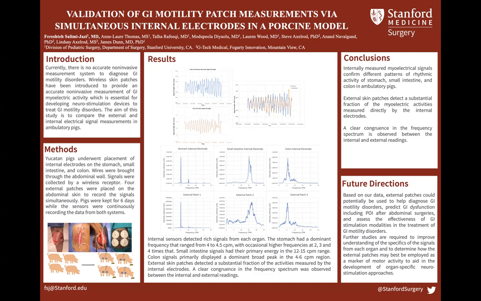Initially, 3 linear arrays of subdural strip electrodes were sutured to the stomach, small intestine, and colon serosa. The 8 individual elements of each electrode were configured as 4 bipolar pairs of signals for each organ. Wires were externalized from the abdominal wall, and the signals were collected by a wireless data acquisition receptor. After placement of internal electrodes and incision closure, 4 external skin patches were placed on the abdominal wall to record and transfer the data to the same data acquisition system.